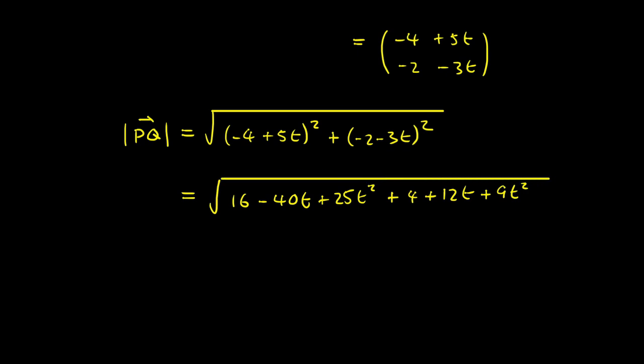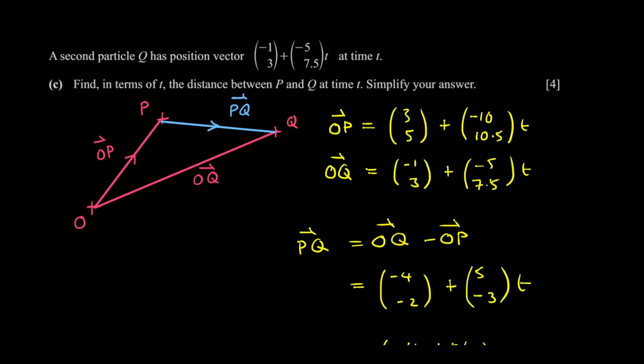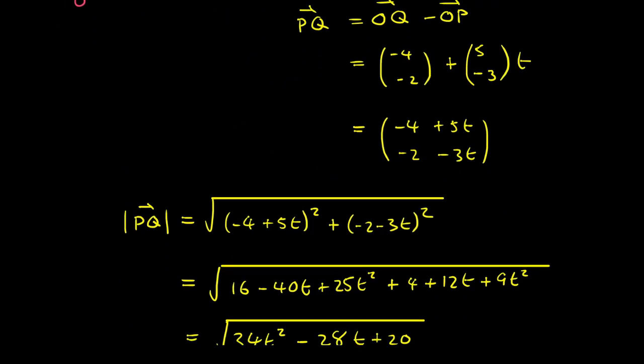So now let's simplify this. We have 25t squared plus 9t squared is 34t squared. Negative 40t plus 12t is negative 28t. And then 16 plus 4 is 20. Okay, so that thing there is the distance from P to Q. So I think that's the question that we're being asked to find. Yeah, so that's that. All right, now have we got the last part?